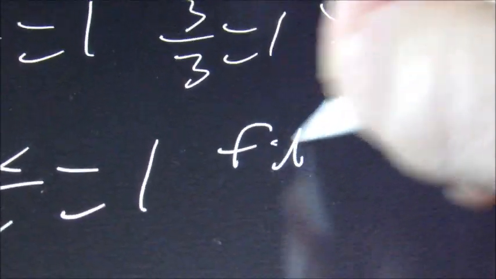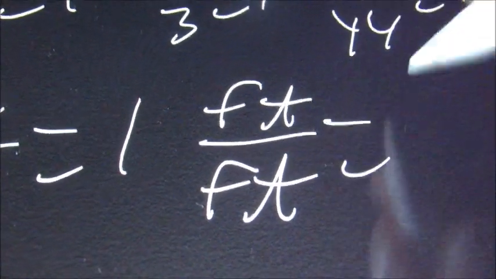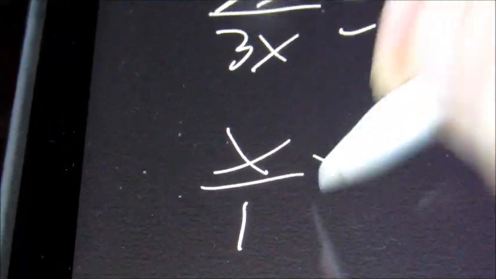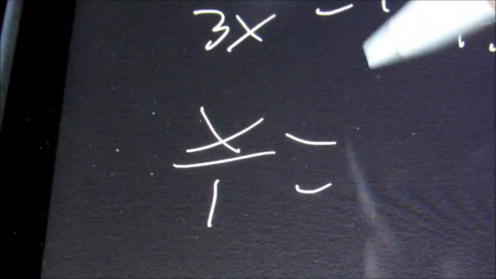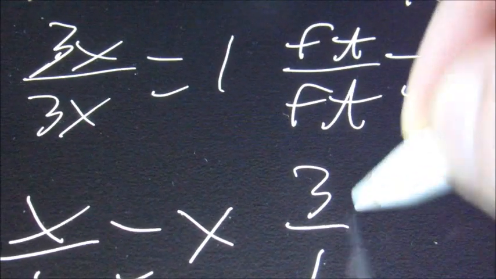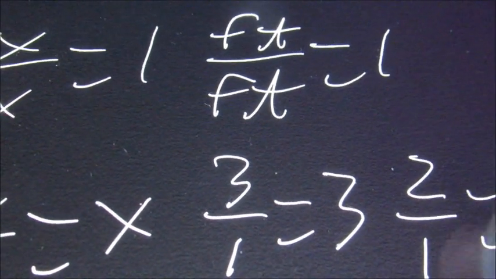Also, when we get into measurements, feet divided by feet also equals 1. And that's important to know. Also, x over 1, which means anything divided by 1, equals just that anything. So 3 divided by 1 equals 3. 2 divided by 1 equals 2.